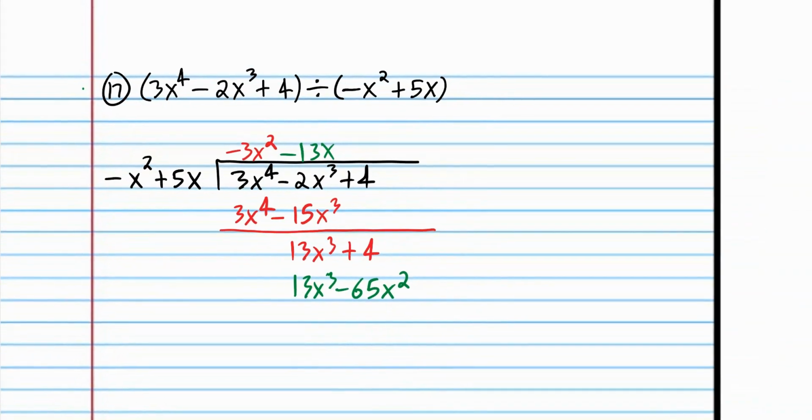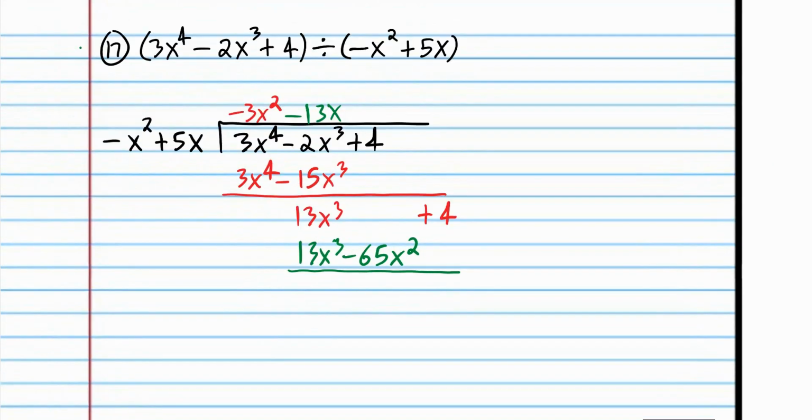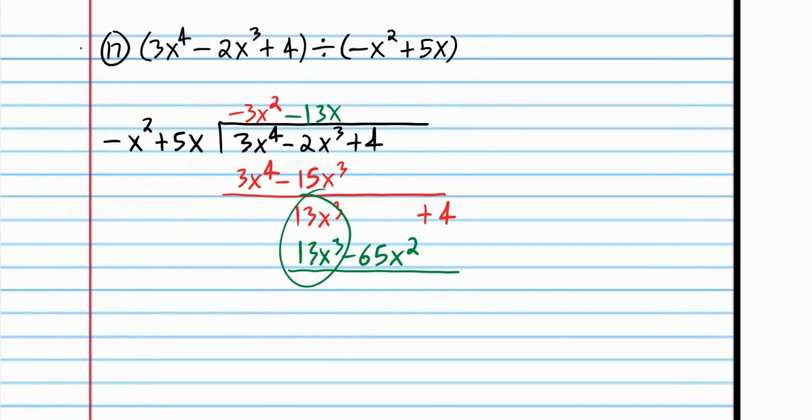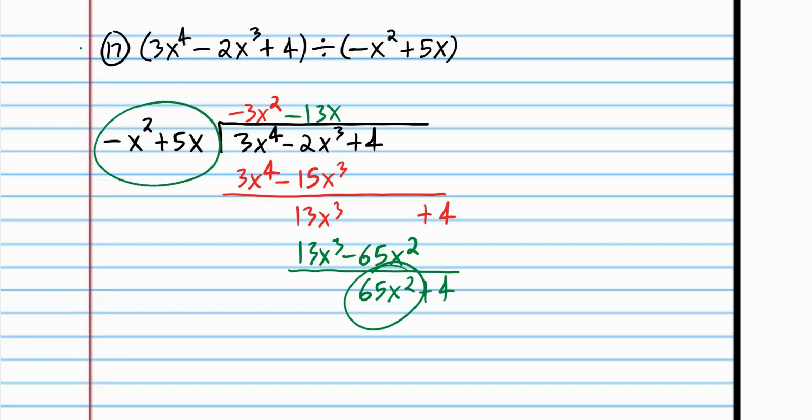So one way to do it is to move this 4 over. You can just do it in your head, but I'm going to move the 4 over, and now we can subtract the third step. So these cancel out as usual, and 0 minus negative 65x squared is positive 65x squared, because that's a double negative, and 4 minus nothing is 4. So we're almost done, but the degree of the remainder is equal to the degree of the divisor. So we have one more step.